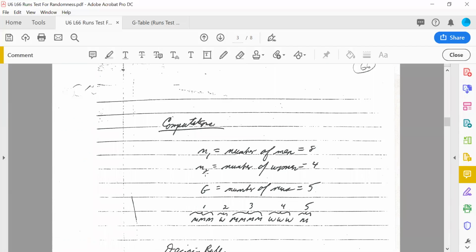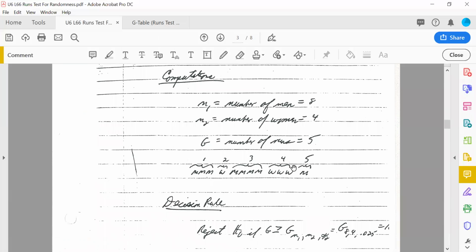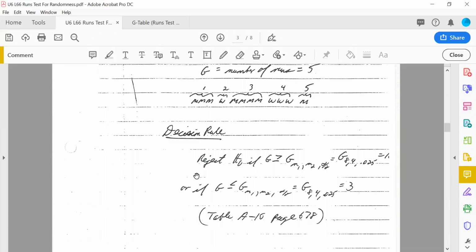The computation, we've done already. N1 represents the number of men, there's 8 of them. N2 represents the number of women, there's 4 of those. G represents the number of runs. We calculated that a little while ago, it's 5. Now the decision rule. We're going to reject H0 if G is greater than or equal to G with N1, N2 at the alpha over 2 level. So N1 was 8 for the 8 men, N2 is 4 for the 4 women, and then 0.025.